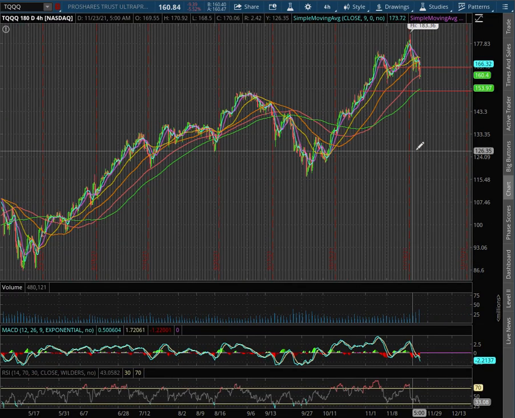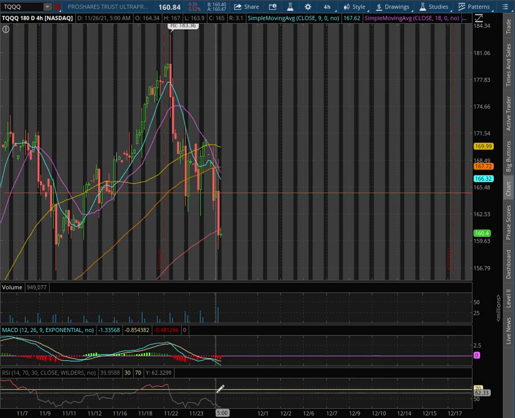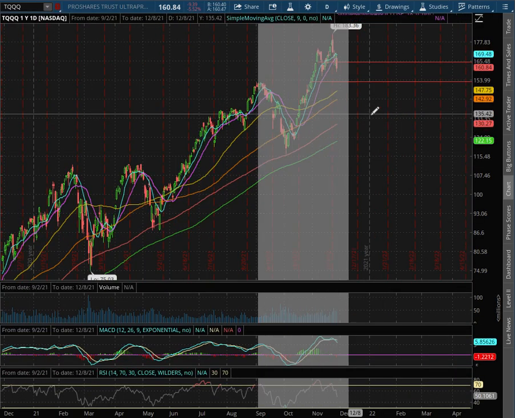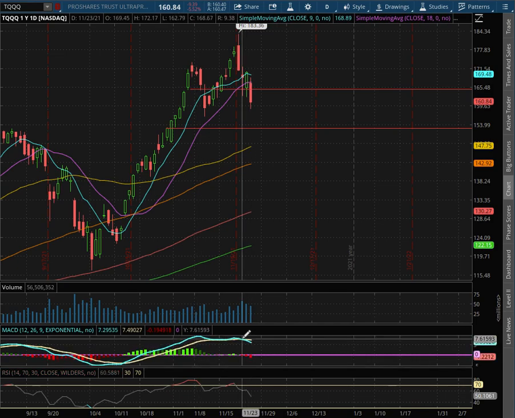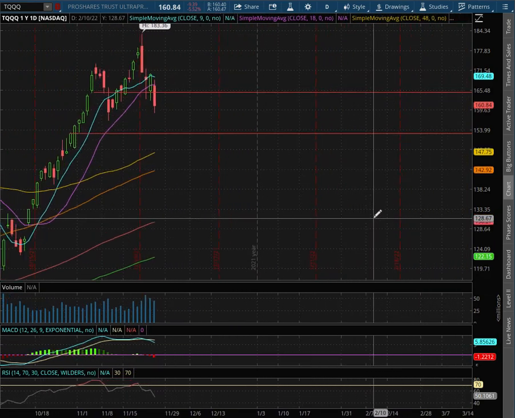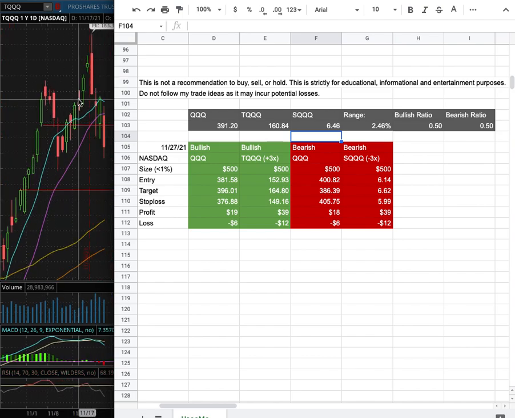With the 4-hour chart, we are in negative MACD and approaching oversold levels with the RSI. As with the daily chart, we remain in positive MACD, but we did see it diverge. As with the trade idea, my position size for it is less than 1% of my portfolio. My entry is at $152.93, and that is this range here.